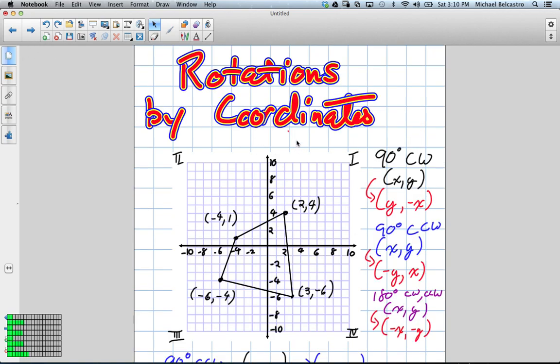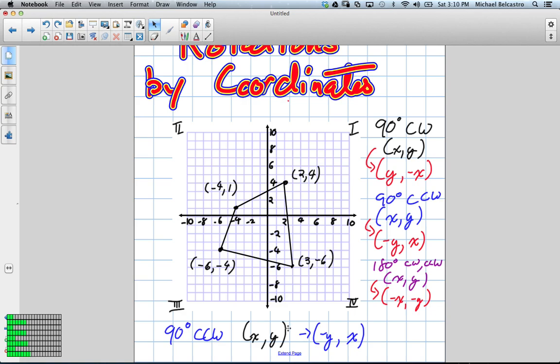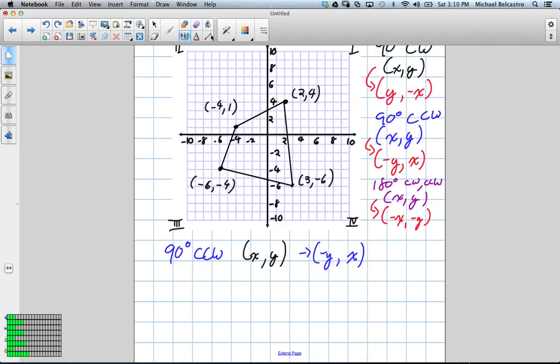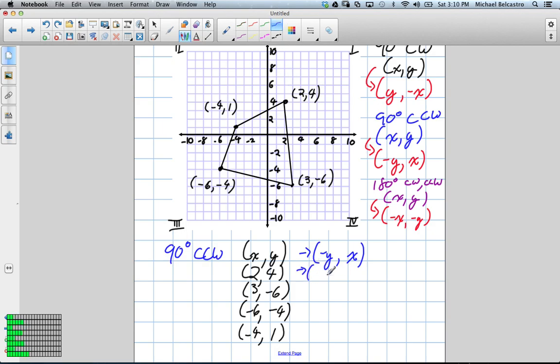So let's do a little more difficult of a question. We have this guy here. Okay, this guy's involved in all quadrants. So again, we're going to write all the coordinates out. We have 2, 4. We have 3, negative 6. We have a negative 6, negative 4. And what's the last one? Negative 4, 1. Great.